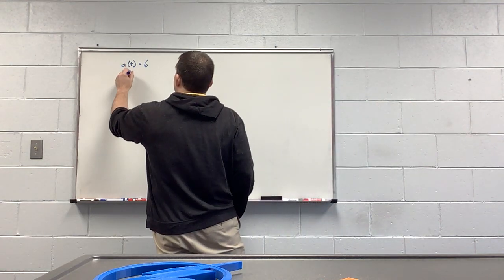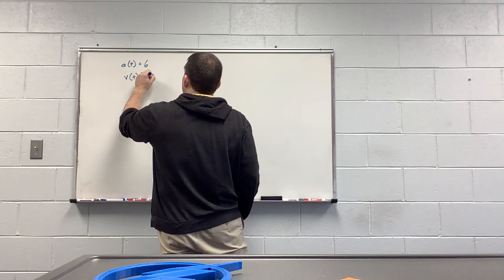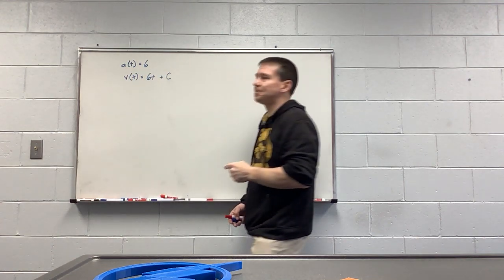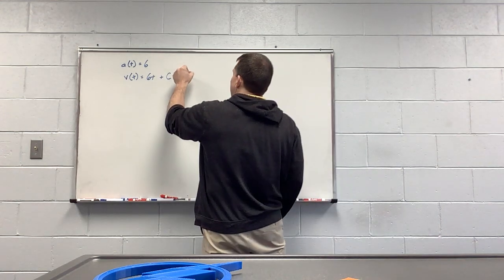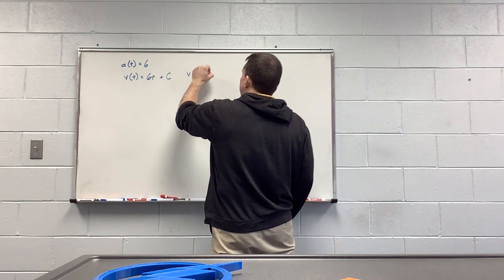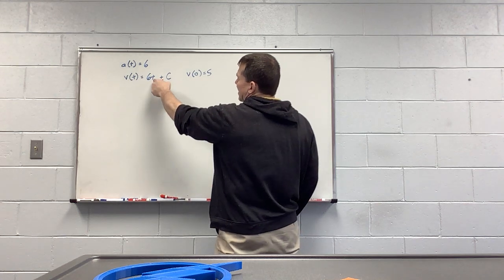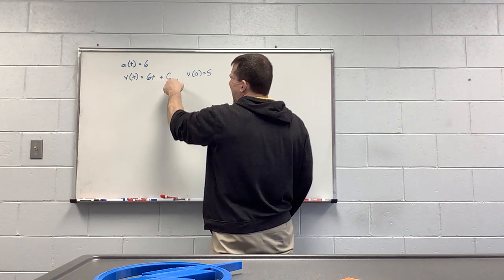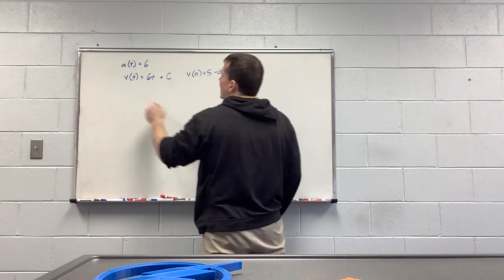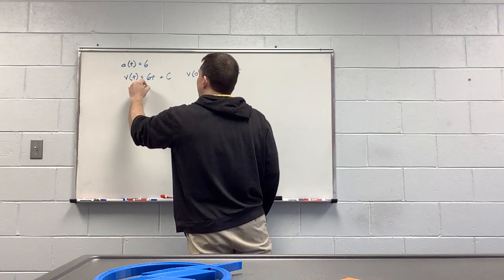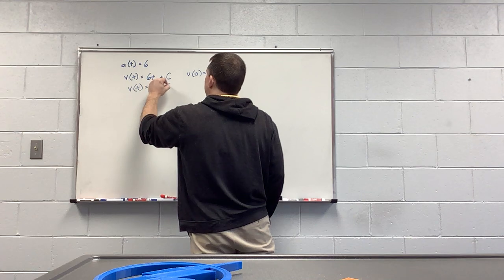And then I would get that the velocity is equal to 6t plus c. And then normally you would be told something like v sub 0 is equal to 5. So then I could plug in, when t is 0, I need to get 5, which tells me that c is equal to 5. So then I say v of t equals 6t plus 5.